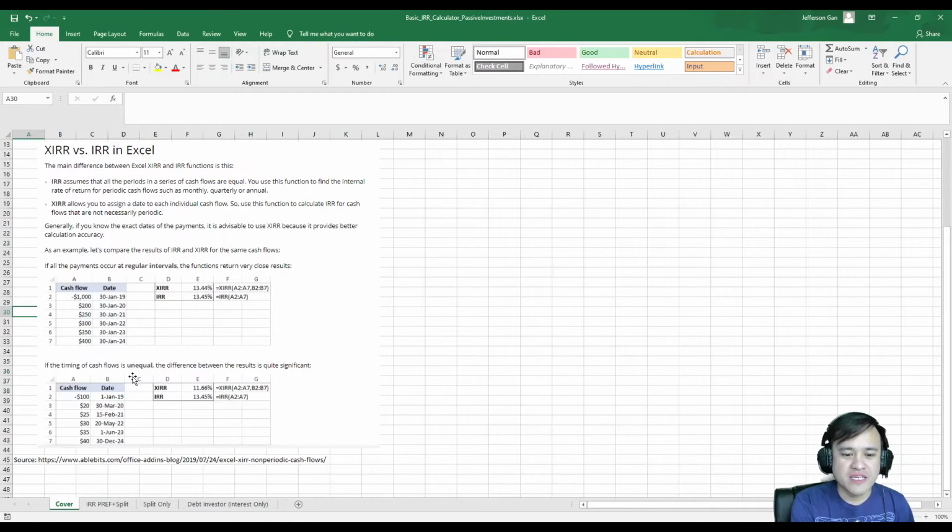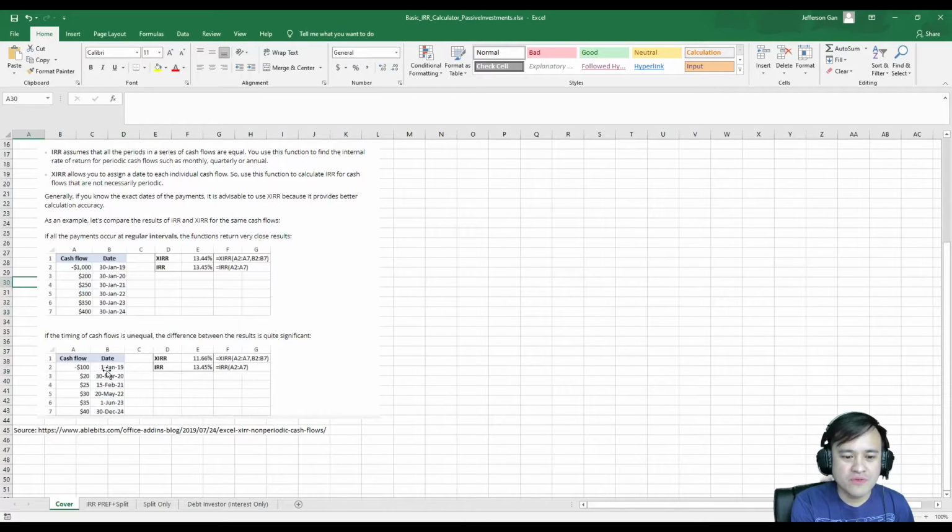For XIRR, the dates are totally different. Let's say in this sample, you will receive one on January 1, 2019, then another in March, then the next in February. So it's totally different dates, and in that case, you need to use XIRR. But just to be simple, we will assume it will be consistently on the same date, per year, you will get this amount every year.